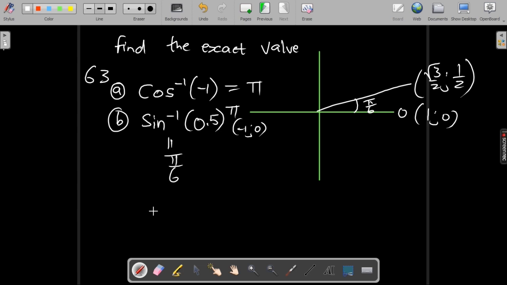If you aren't familiar with the unit circle, just check out my video on the unit circle, or just look it up and see what it looks like.